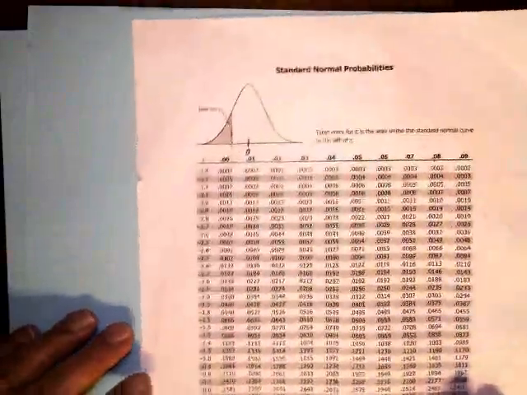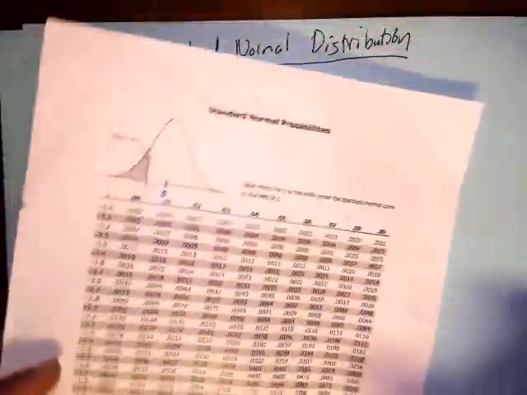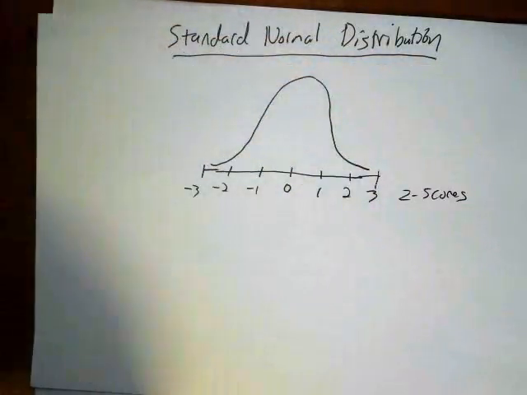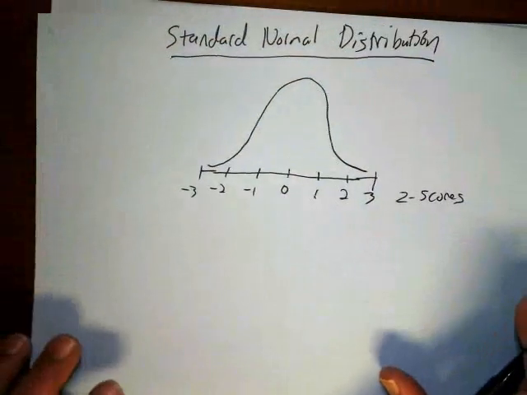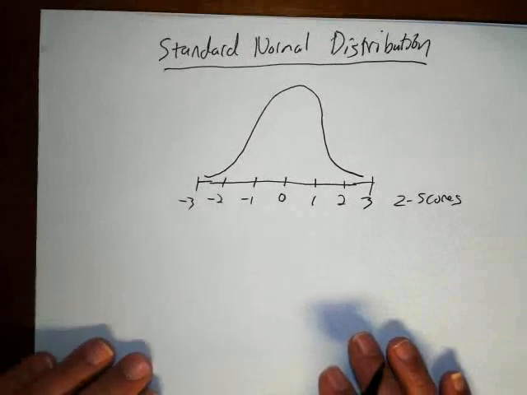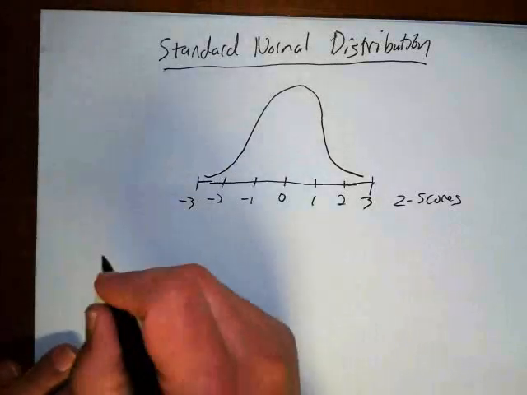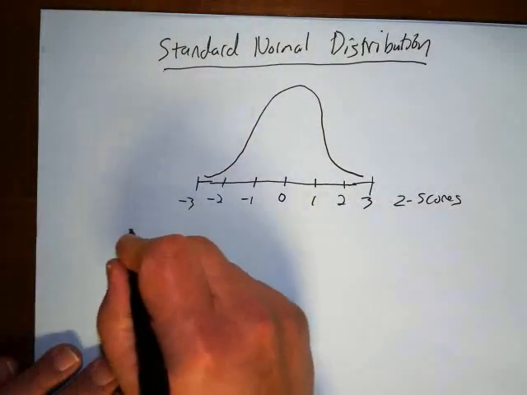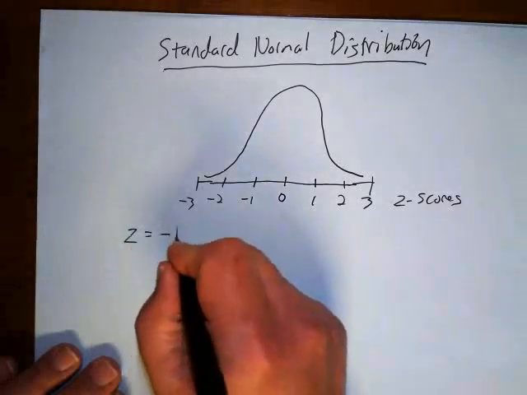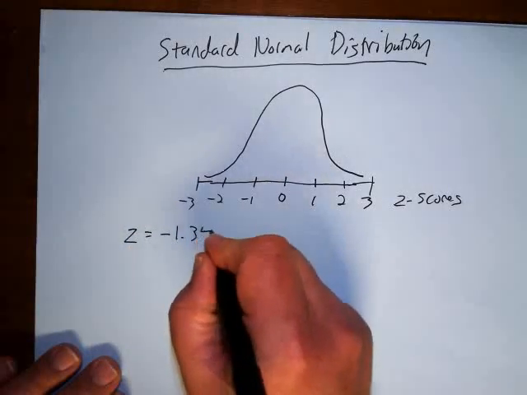Okay, and so let me show you first how to look up a z-score on the table, and then let me explain to you what it is that we're finding. Okay, so the z-score I'm going to look up is -1.34.